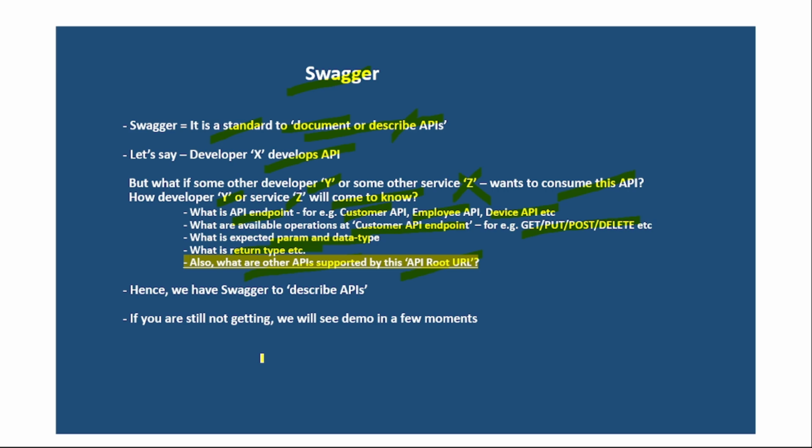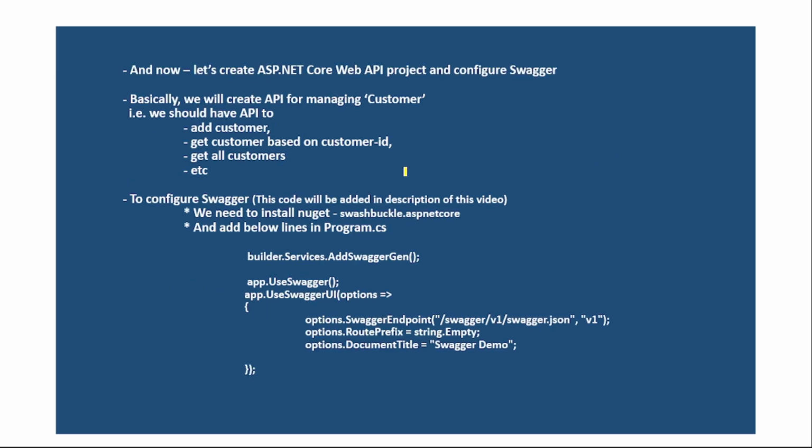So I know guys, you still might not be getting it. So let's see the demo for Swagger. So again, what we are going to do is create an ASP.NET Core Web API project and configure Swagger. We will be creating an API for managing customers, and as you can guess, there will be an operation to add a customer, to get a customer based on customer ID, to get all customers, etc. Okay, and now let's go to Visual Studio.